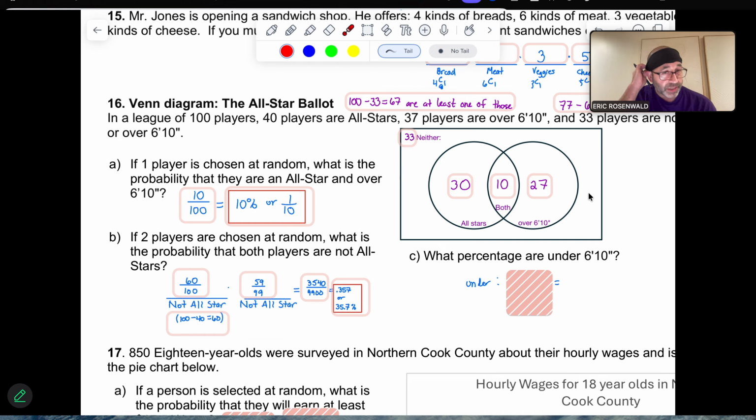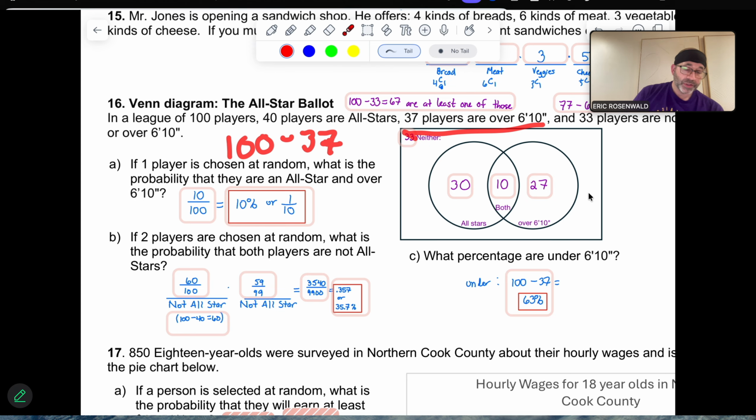Question is on the letter C, what percentage are under 6 feet 10 inches? Well, these are the people that are over 6 feet 10 inches. And we know that there are 37 players that are over 6 feet 10 inches. So that tells us that if I do 100 minus 37, there are going to be 63 people that are going to be under. So it's going to be 63%.